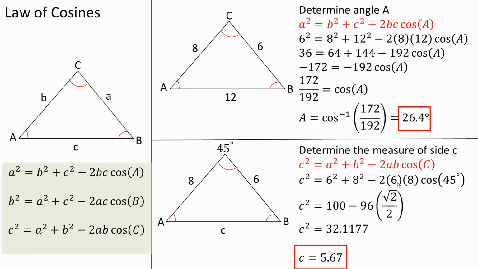So 2 times 6 is 12. 12 times 8 is 96. So we have negative 96. And cosine 45 degrees is the square root of 2 divided by 2. So we would have 100 minus 96 times the square root of 2 divided by 2. And if you use a calculator, this would be 32.1177. The last step, we take the square root of both sides. And so we would get C is equal to the square root of 32.1177. And we would get 5.67. And that's pretty much it for this video.